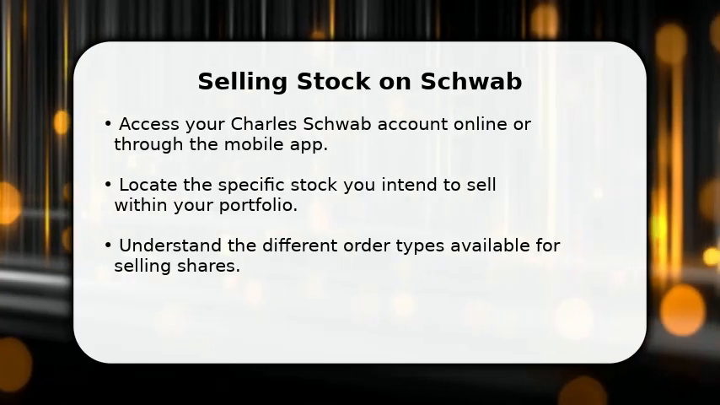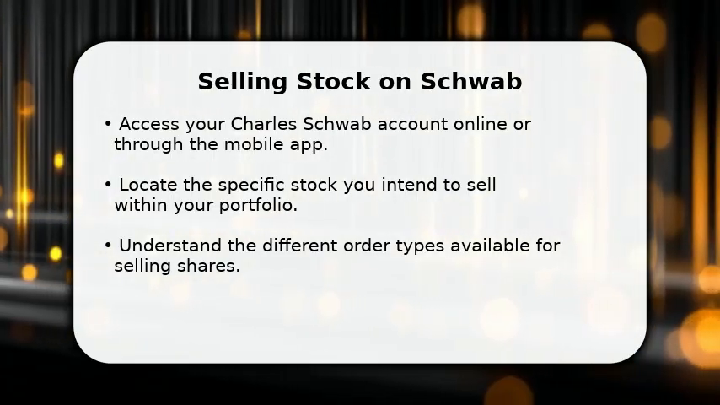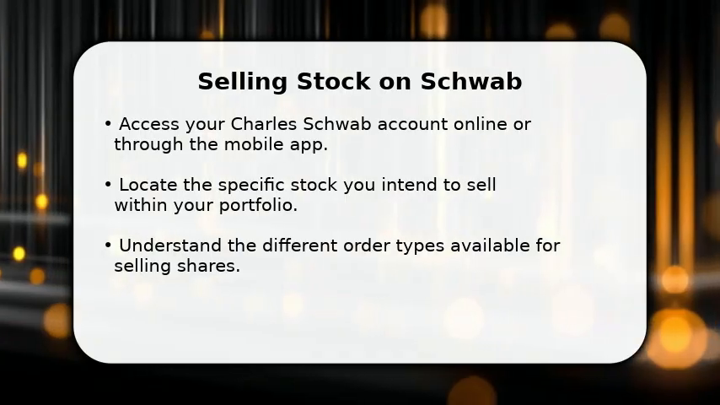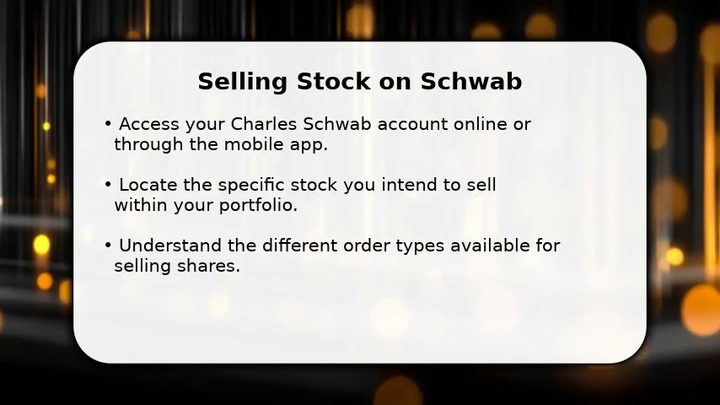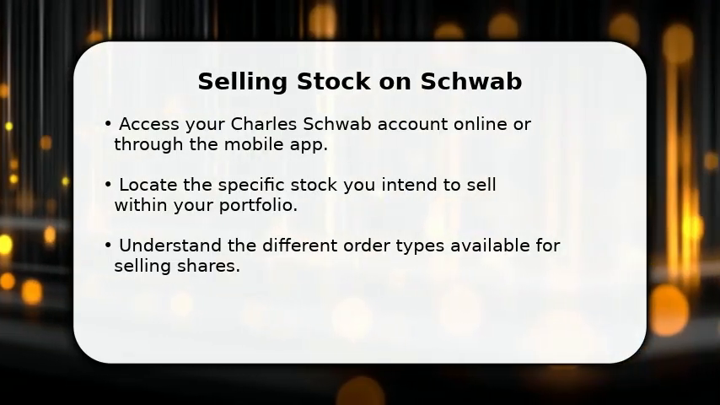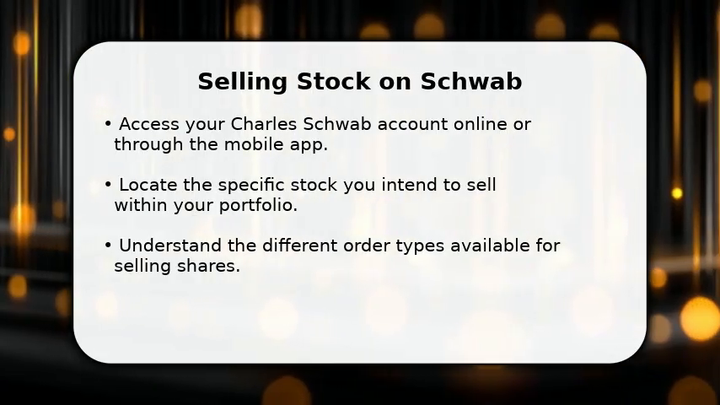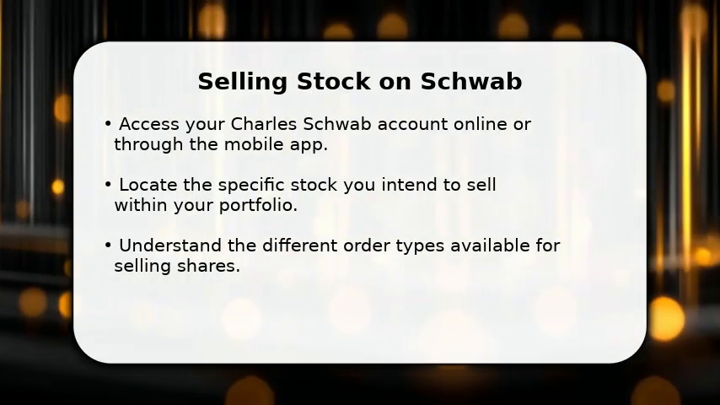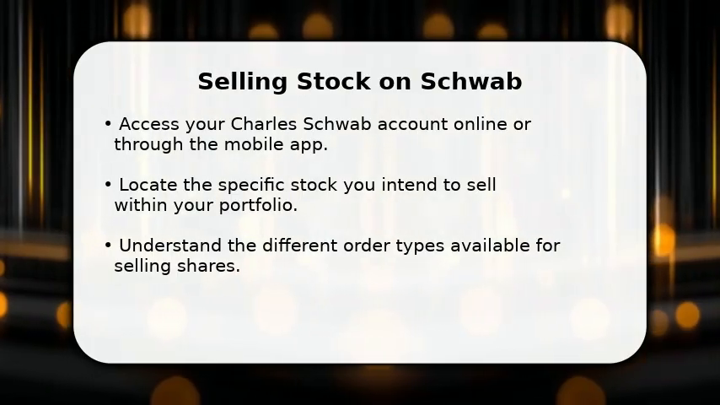In this video, I will explain how to sell stock on Charles Schwab. First, log into your account using the website or mobile app. Navigate to your portfolio to view your holdings. Identify the stock you wish to sell. You will need to know the ticker symbol and the number of shares. We will cover market orders versus limit orders and how to confirm your sale. This guide makes the process straightforward and easy to follow.